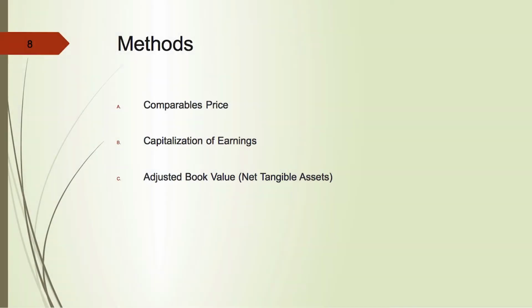So that there's no question about the compulsion to buy or sell the business. Let's now take a few minutes to look at some methods. There's several methods. The first 3 methods I'm going to identify are what we call a comparables approach, a capitalization of earnings, or an adjusted book value.